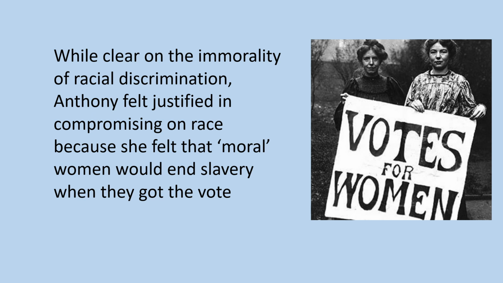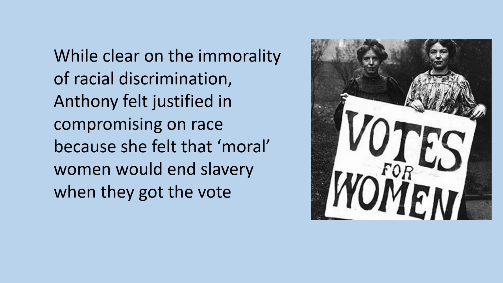So, while always clear on the immorality of racial discrimination, Anthony felt justified in compromising on race after the Civil War because she felt, and this was her earnest view, that moral women would end slavery when they got the vote. So women would vote to end slavery, and women would promote all these positive and moral causes. That didn't really meet the evidence that white women in the South were supporting Jim Crow and were supporting racism. So it's a difficult position to take when you actually see the history of women voting and how that was influenced by culture and race and everything else.